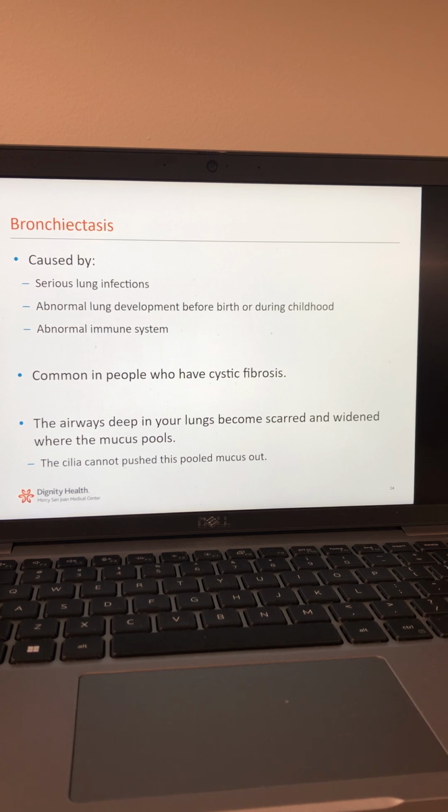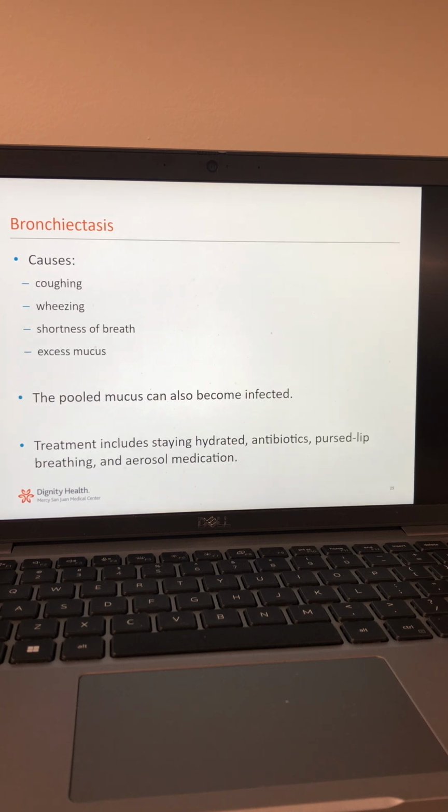The airways deep in your lungs become scarred and widen where the mucus pools, and the cilia cannot push this pooled mucus out. It causes coughing, wheezing, shortness of breath, and excess mucus. The pooled mucus can also become infected. Treatment includes staying hydrated, antibiotics, pursed lip breathing, and aerosol medication or a nebulizer.